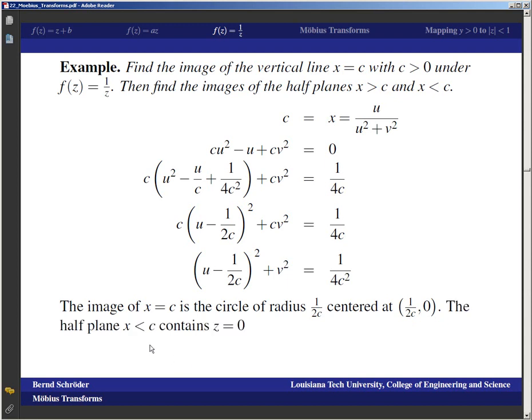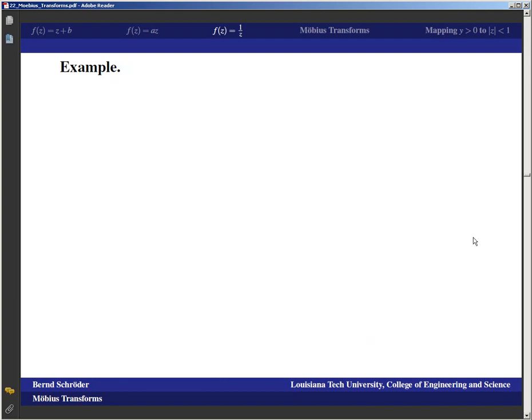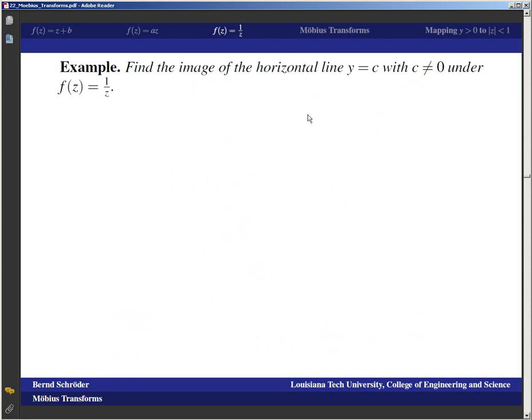Okay, so now the half plane x smaller than c, that contains the value z equals 0, and z equals 0 is mapped to infinity by 1 over z, and so that means the half plane x smaller than c is mapped to the outside of the circle, and that means the half plane x greater than c is mapped to the inside. Okay, we can also take a look at the image of the horizontal line y equals c with c not equal 0. Here's where we then have to be a bit careful to make sure we handle the signs right.